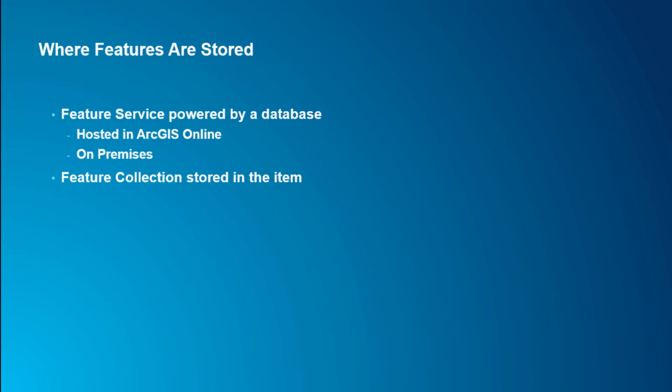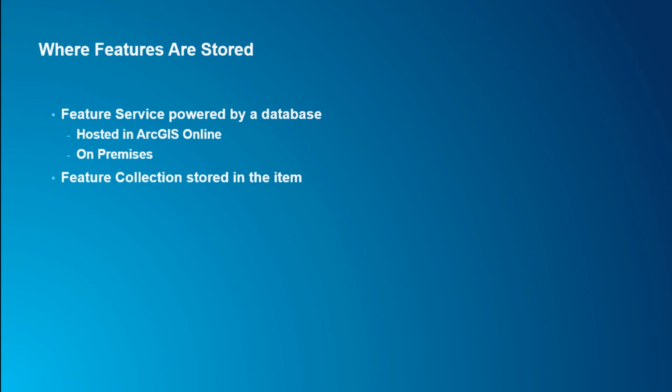So where are features stored? When you create a feature layer, the data is stored in a feature service, and the feature service is powered by a database. And that database may be on the cloud, hosted in ArcGIS Online. If that is the case, you'd see the hosted as part of the type label on the item.